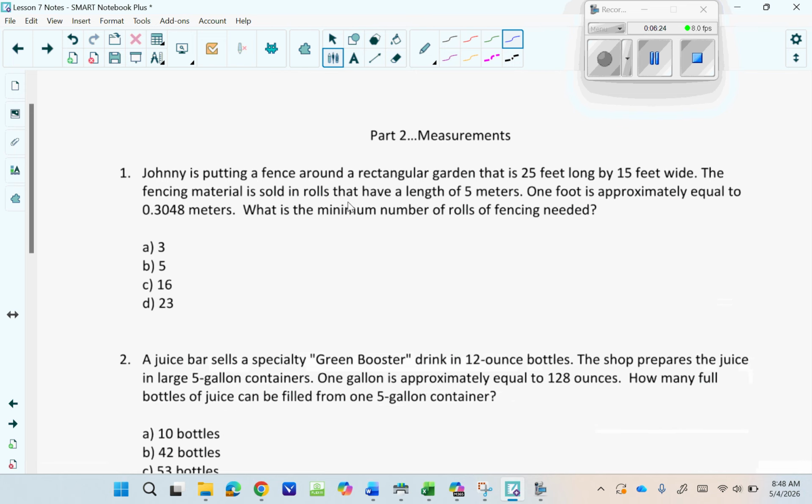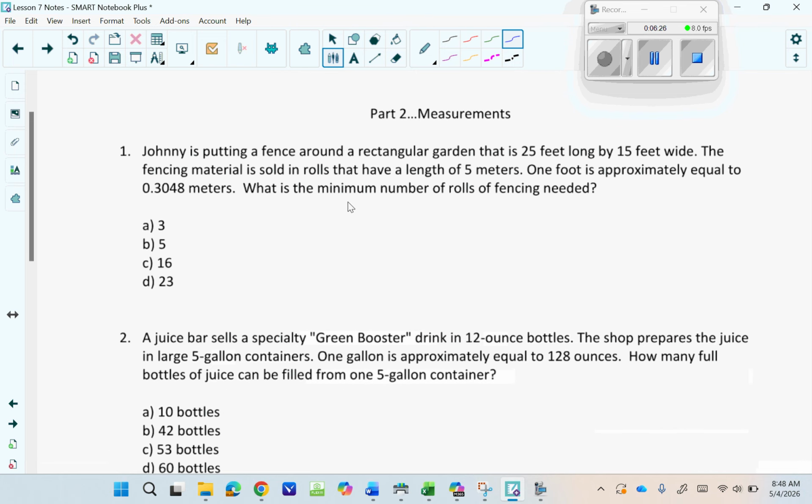Okay, the next one, we're going to shift here. We're going to talk about measurements. So you need to find the appropriate measurement for things. Sometimes this is more like adult math. If you've measured in feet and you go to Home Depot and the thing that you want is in meters, how do you deal with that?